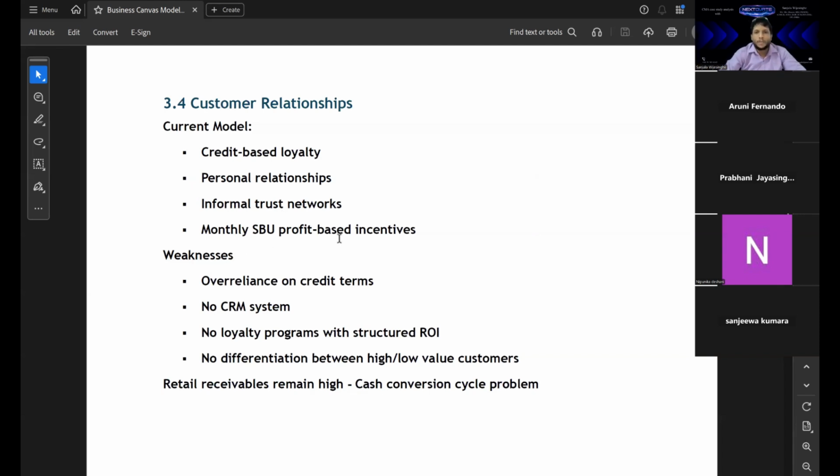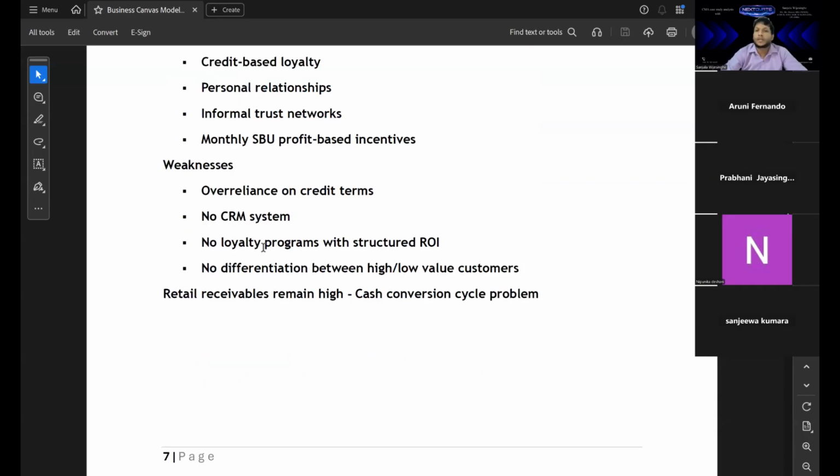Then monthly SBU profit based incentives. We talked a lot about this here. Profit after tax 5%. Then we have recommended what the best method is when it comes to monthly SBU profit based incentives. The weaknesses also: over reliance on credit terms. No doubt on that one, because they have utilized their retained earnings when distributing the family wealth among members. Then no CRM system, no customer relationship management system in the business. Then no loyalty programs with structured ROI, return on investment. We cannot see that. Then no differentiation between high and low value customers.